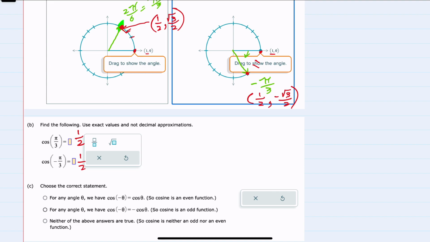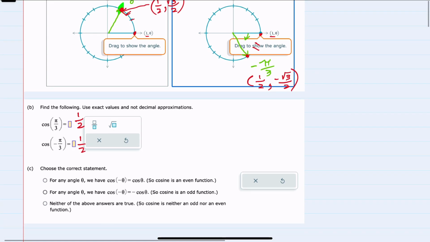which is going to let us answer here part C, because we can see that the cosine of negative theta, here our theta being pi thirds, is the same as the cosine of theta. So we get the same value whether we took a positive theta or a negative theta. This would be an even function. So part A here is true.